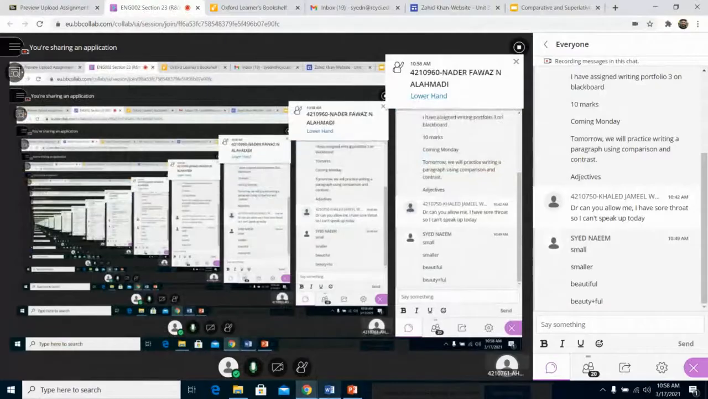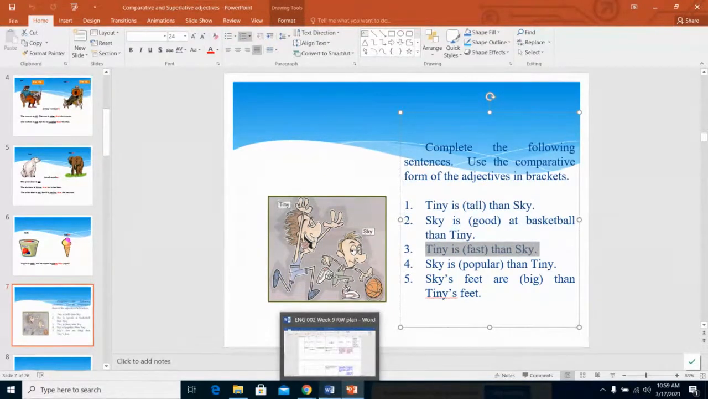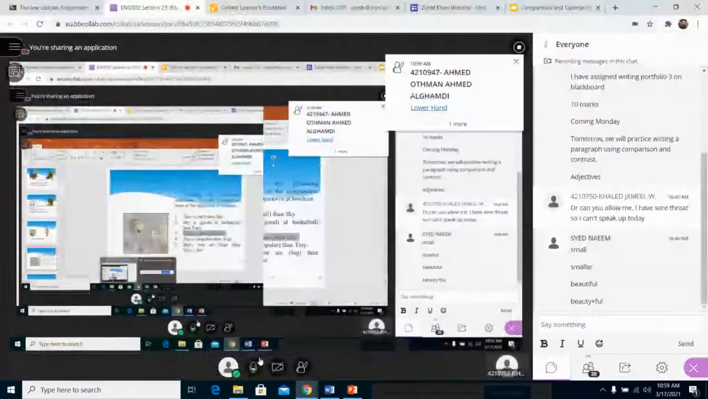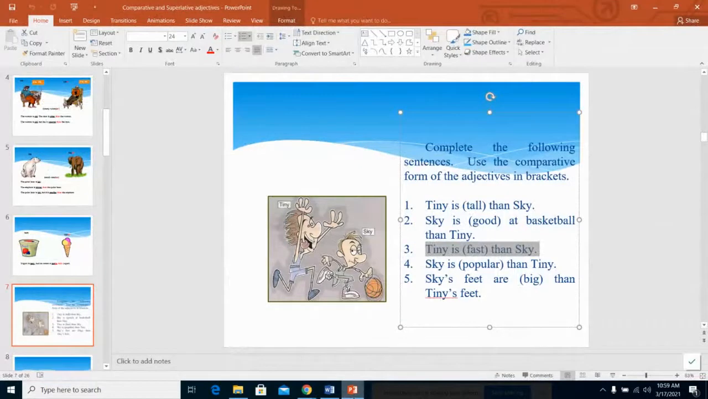Yes, number 3. Who is interested? Jihad. Tiny is faster than Sky. Very good. Can we make it opposite? Can someone, a very excellent student in the class, instead of faster, make an opposite sentence for Sky and Tiny? Tiny is faster. What about Sky? Yes, Ahmed? We can say Sky is slower than Tiny. Excellent. Very good. Nice. We can also say it like that. It's pure comparison.